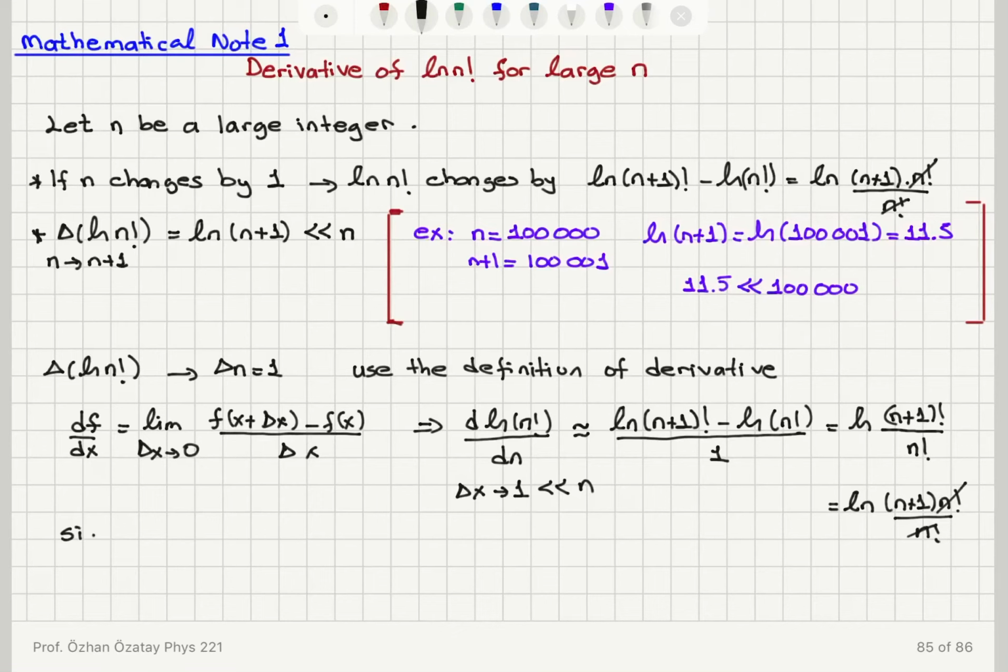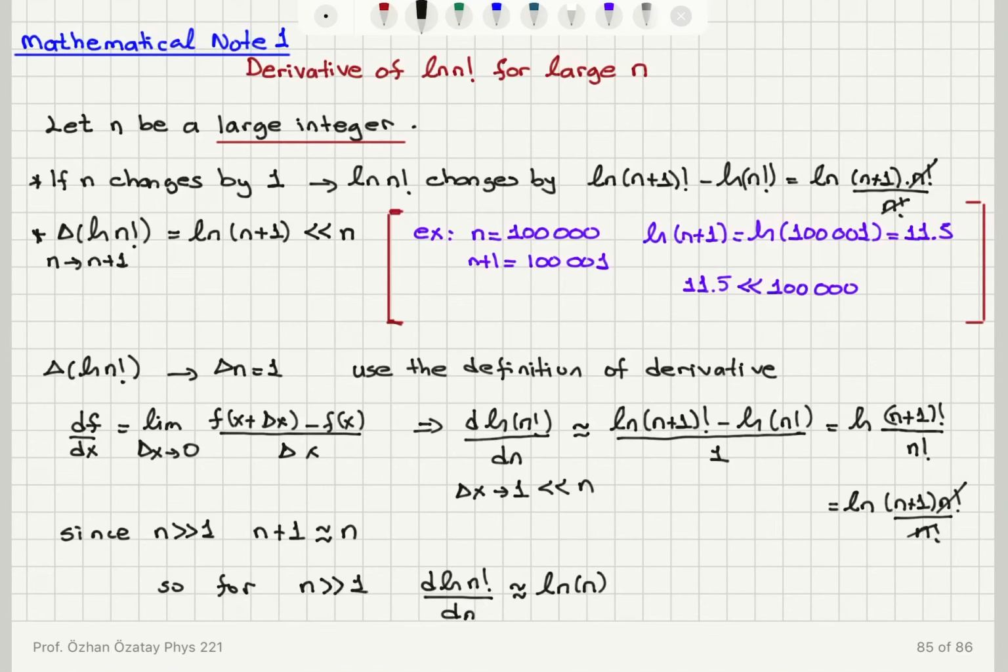But since we have also n much greater than 1, it was a large integer value to start with, which is much greater than 1, n plus 1 is almost the same thing as n. Therefore, I have the following answer. For n being much greater than 1, the derivative of natural logarithm of n factorial with respect to n can be approximated to be natural logarithm of n. So that's the main conclusion for this discussion.